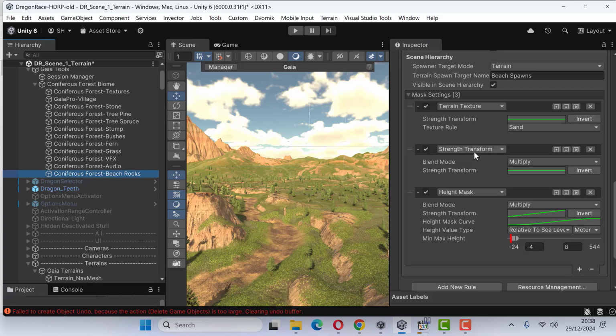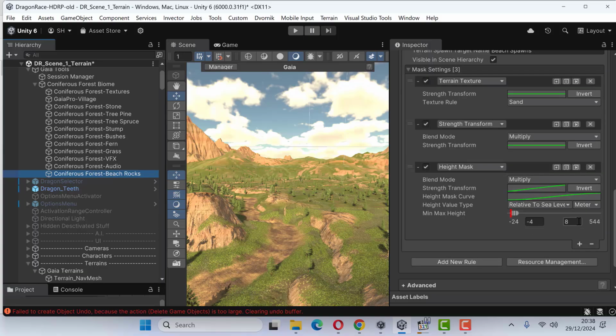Invert, well, I suppose that's just invert the actual pattern that I choose. The strength, forget about that for now. And this is what I'm doing with the height. Blend mode, multiply. Yeah, I don't know what blend mode is. How this mask blends with the previous masks in the stack.